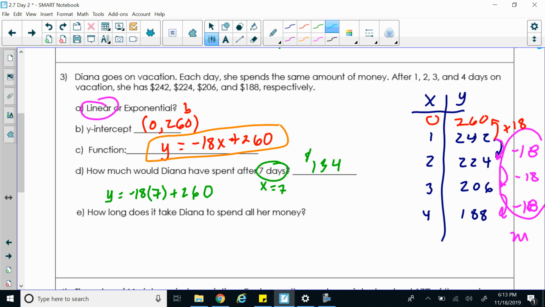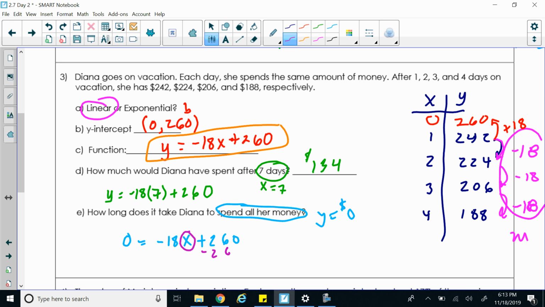And now, this is a good one. How long does it take her to spend all her money? Well, she spends all her money. How much money is she going to have? Well, her y value would have to be $0. What we'll do is we'll set our equation equal to 0. 0 equals negative 18 times x plus 260. What we'll do is we'll solve for the value of x. How many days will it take to get to 0?